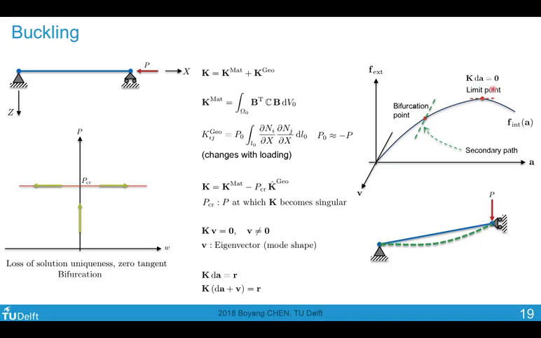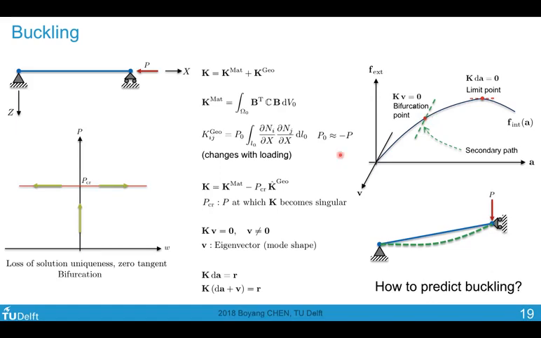One is that it becomes singular at the limit point, which means that the product of k with dA, which is along the original path, equals 0, and the product of k with v, which is the secondary path, is also 0. How do we predict buckling then? How do we predict this limit load bifurcation point?